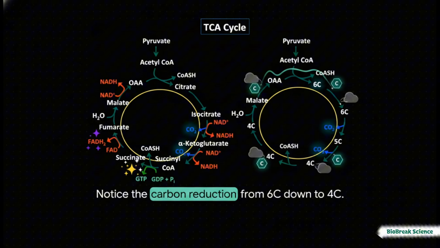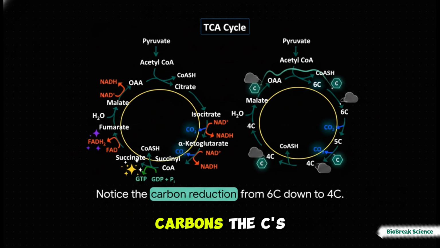So let's look at the cycle itself. What I really want you to focus on here are the numbers of carbons, the C's, over on the right side. Notice how we start with 6 carbons, then drop down to 5, and finally down to 4. The whole first half of this cycle is really just about tearing carbons off the molecule to release energy. Let's walk through exactly how that plays out.